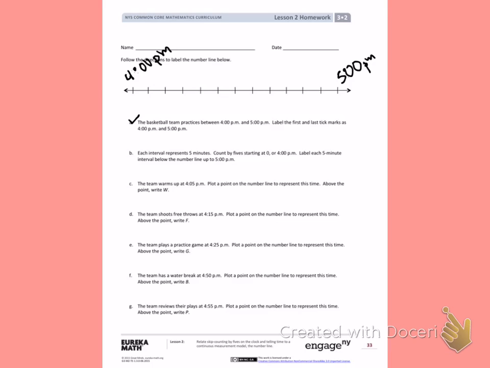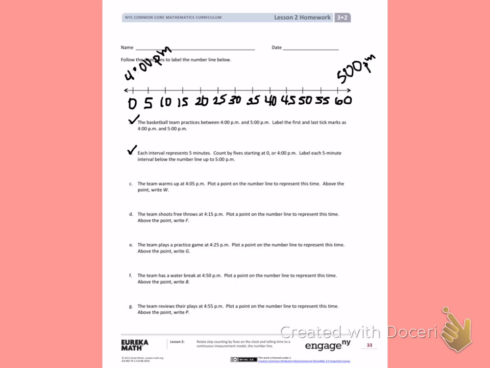Letter B. Each interval represents 5 minutes. Count by fives, starting at 0 or 4 o'clock p.m. Label each 5-minute interval below the number line up to 5 o'clock p.m. So I have 0, 5, 10, 15, 20, 25, 30, 35, 40, 45, 50, 55, and 60. Letter B is done.